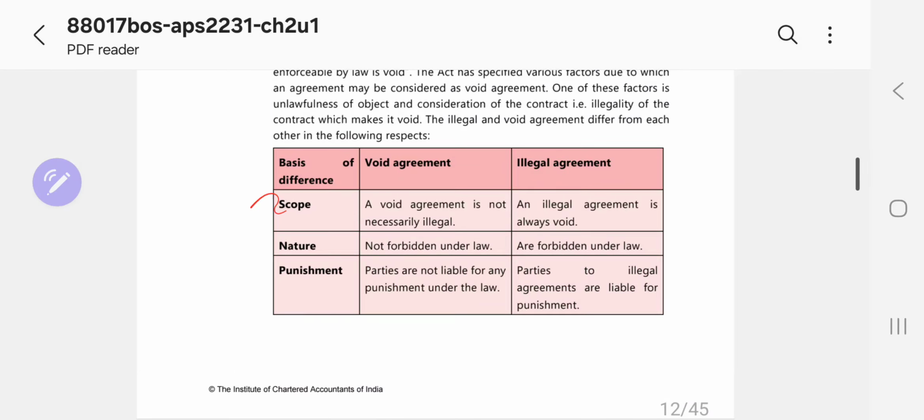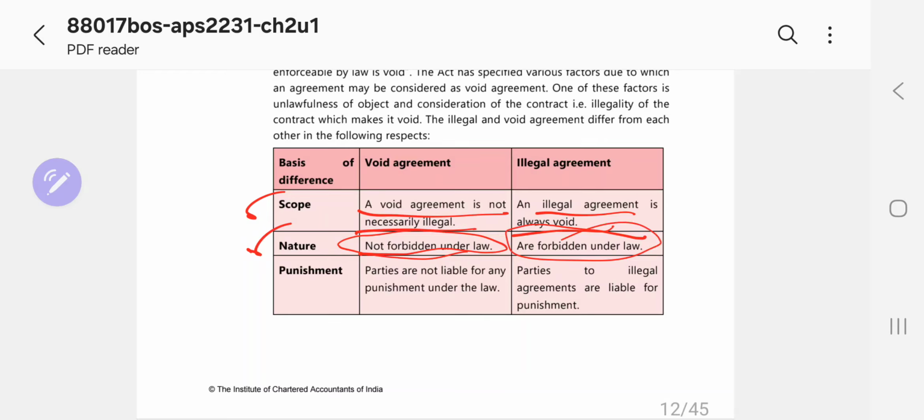So first, in terms of scope, a void contract is not necessarily illegal. A void contract can be due to some unforeseen events, so it does not necessarily involve illegal activity. But an illegal agreement is always void, as we saw a few minutes ago. Next, nature: not forbidden under the law versus forbidden by law.